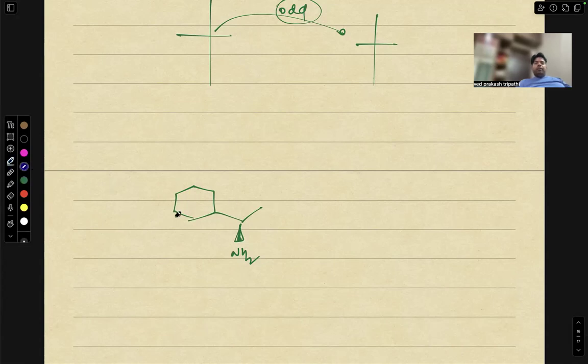Whenever you have a wedge and dash projection, the best way to draw its enantiomer is to just switch wedge with the dash and dash with the wedge. Simply do not change the geometry or the bonding of the compound. It means this ring and this bond would remain the same. The downside wedge would become dash, and the H too. This is the enantiomer.